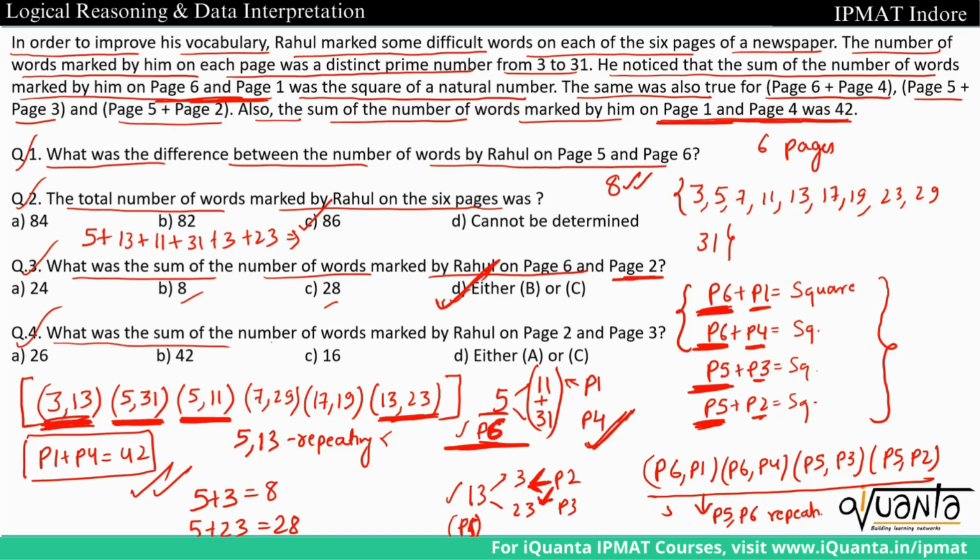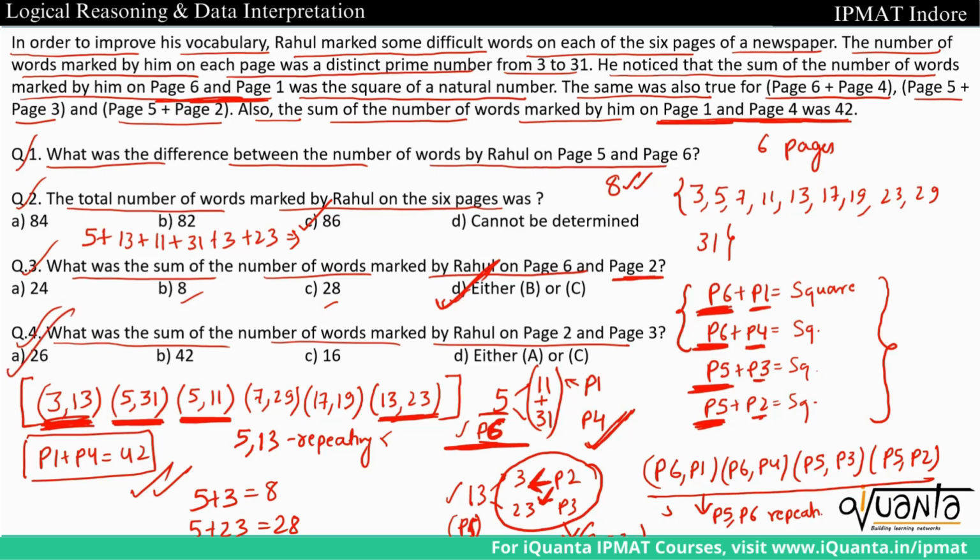Last question is what was the sum of the number of words marked by Rahul on page 2 and page 3? Page 2 or page 3 can only have 3 or 23 words, so we can definitely find out the sum. It will be equal to 3 plus 23. Though we are not sure whether P2 will have 3 words or 23 words, and also not sure about P3 having 3 or 23 words, we definitely know that the sum of words on pages P2 and P3 will be equal to 26. So option A will be the correct answer.